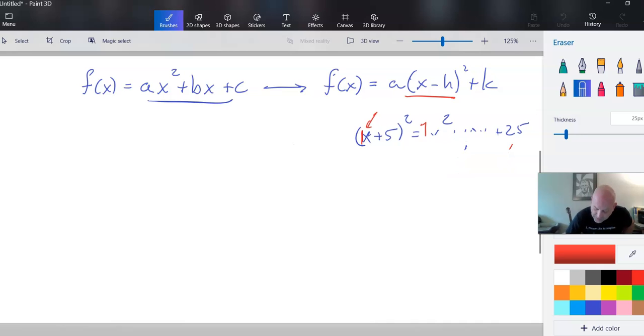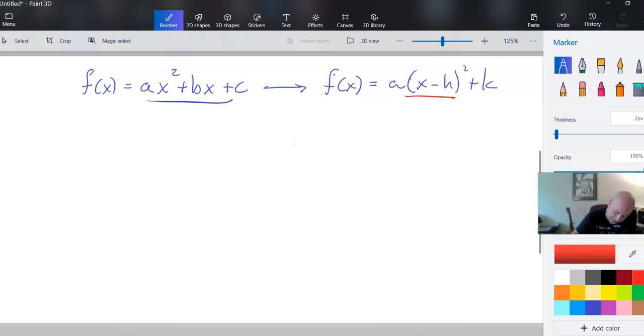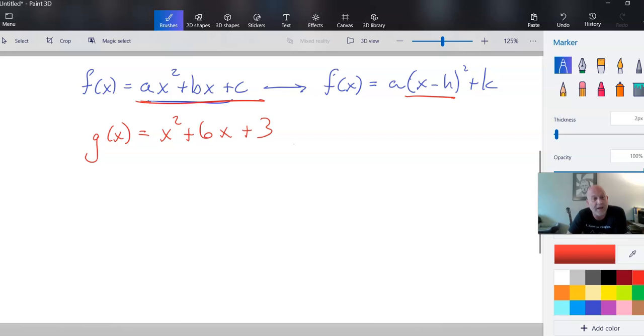We'll actually walk through the steps one at a time here. Okay, so let's say we have the function g of x is equal to x squared plus 6x plus 3. Okay, and we want to take it because this is in our ax squared plus bx plus c form. I'm going to call that quadratic form. They're both quadratic forms, but your book doesn't give that one a name.